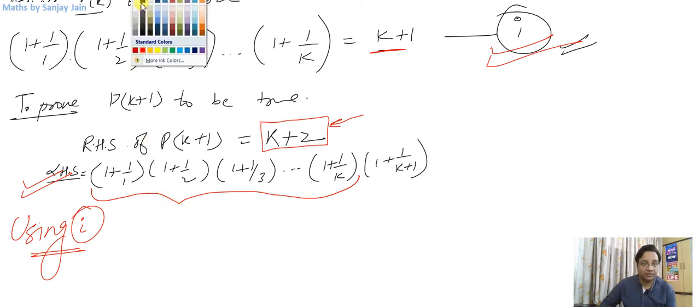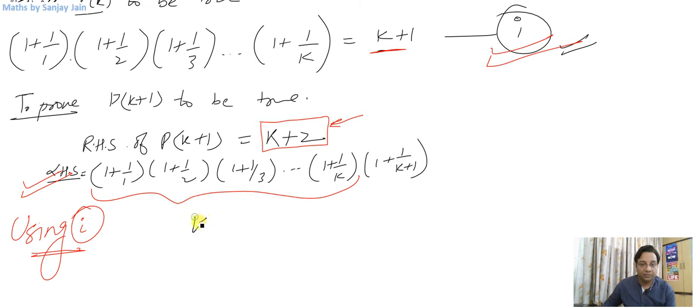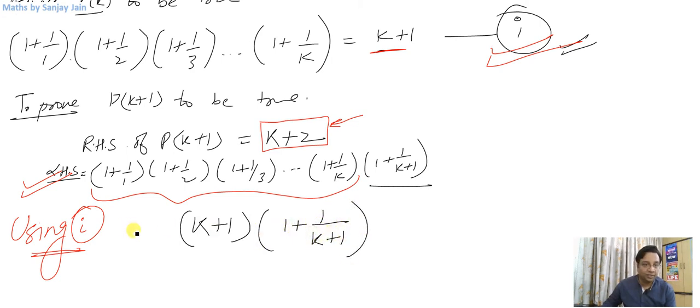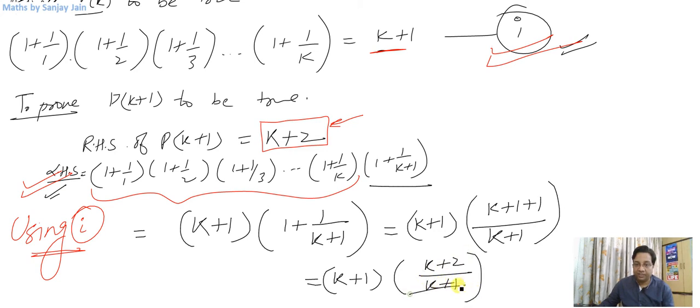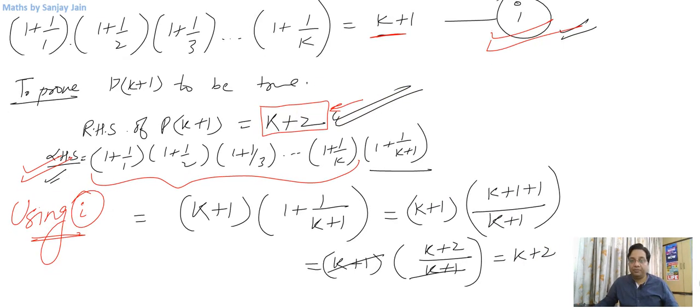So if I replace this portion with k plus 1, then I multiply with this, and this will be the left hand side of P of k plus 1. So let's go one step further, k plus 1 here, and while simplifying this I'll write this as k plus 1 divided by k plus 1. So in the next step you will see that it is k plus 2 by k plus 1. This k plus 1 gets cancelled here, so I'll get k plus 2, which was what I was looking for. So P of k plus 1 is true.